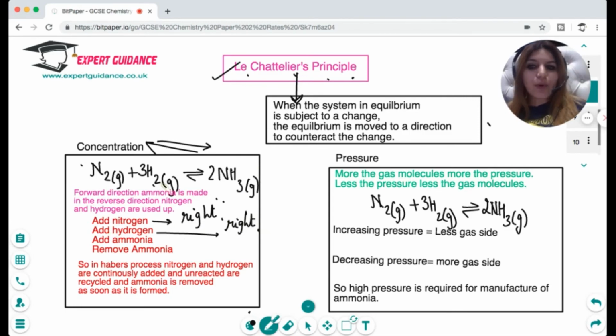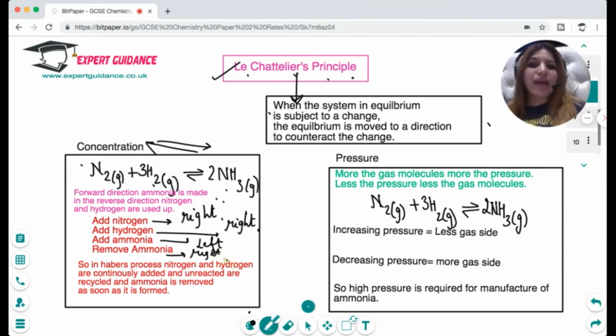Let's take ammonia. If you add ammonia, according to Le Chatelier's principle, what will the system do? It will try to decrease ammonia. Decrease ammonia means move to that side, which is using up ammonia. So the equilibrium will shift towards the left. On the other hand, if you remove ammonia deliberately, the system will need to move to that side, which will make ammonia. So the equilibrium will shift towards the right.